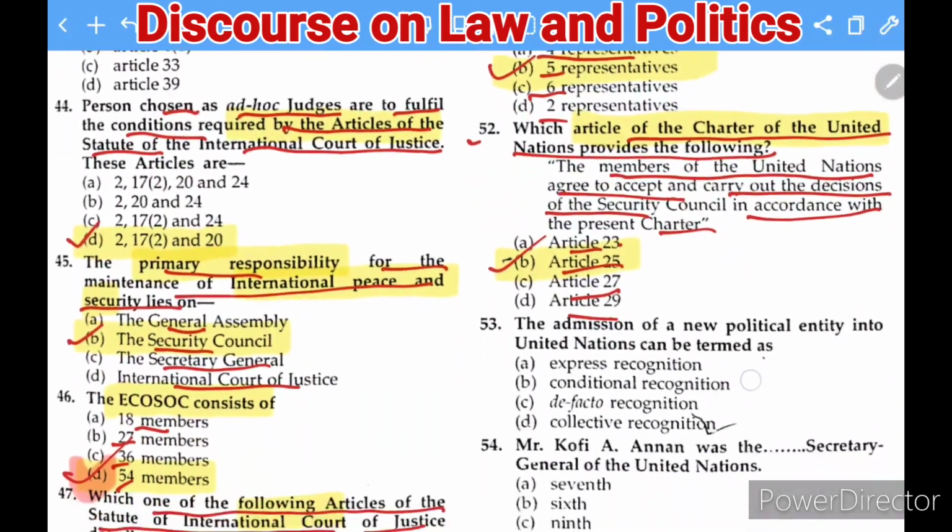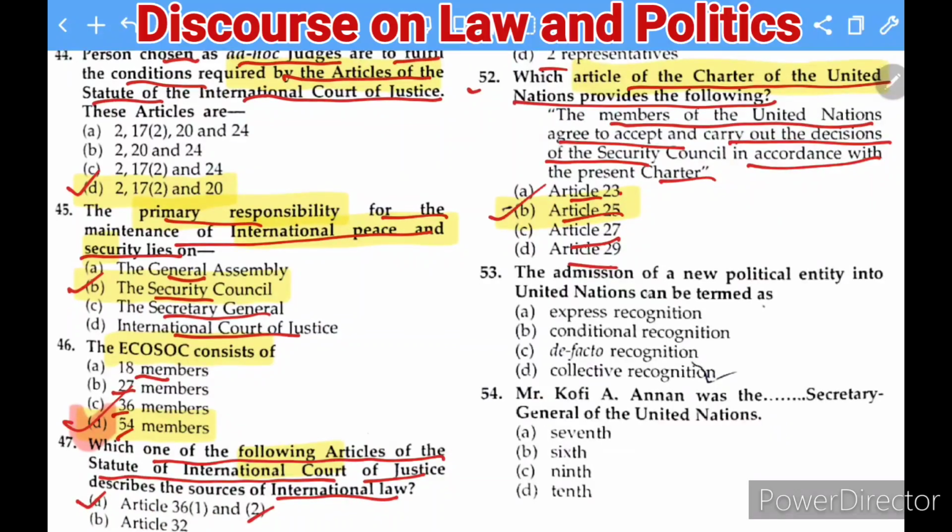Next question. The admission of a new political entity into the United Nations can be termed as? The options given here are express recognition, conditional recognition, de facto recognition, and collective recognition. Which is the right answer?